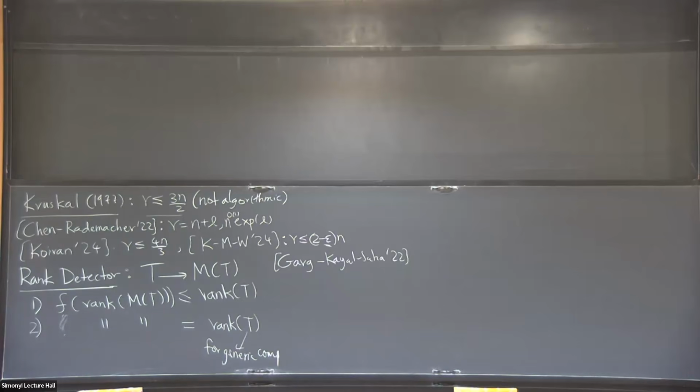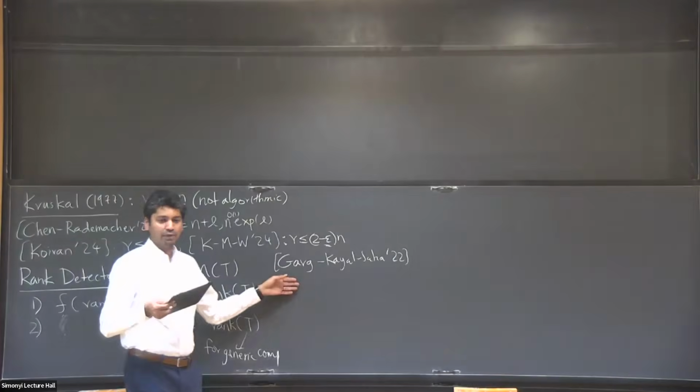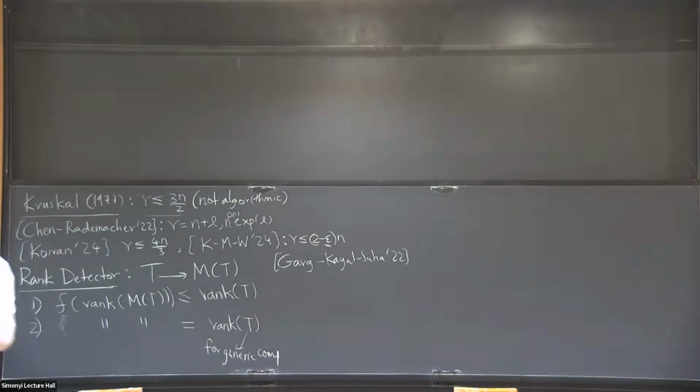So Koszul-Young flattenings are going to be one such gadget that arose in a lower bound proof. In fact, the best known lower bound that we have for the matrix multiplication tensor comes from these particular gadgets, and that's what we're going to use today. So our result is in some sense an application of the same philosophy as in Gurvits-Kayal-Saxena. Okay, so I'll come back to that.